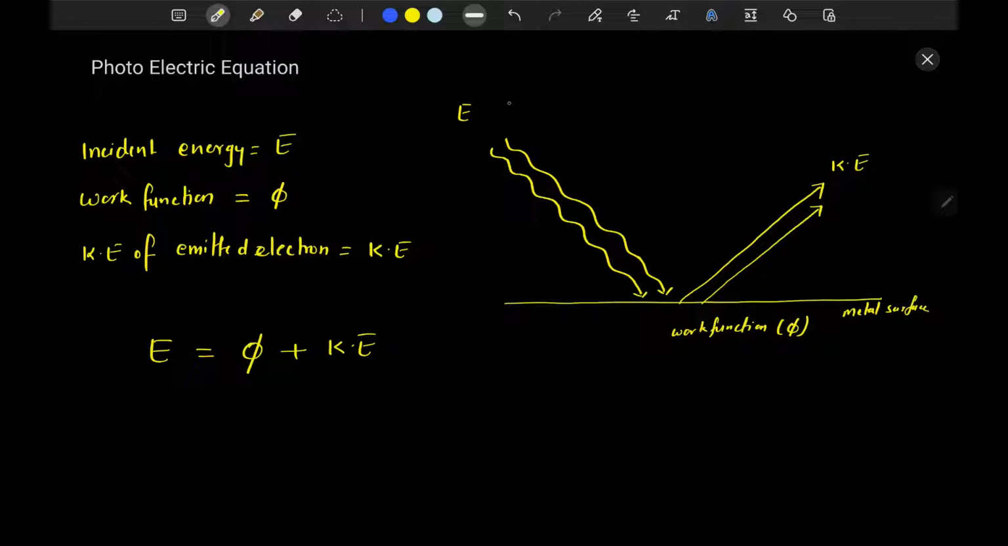If f be the frequency of radiation being incident on the metal surface, then the incident energy is equal to hf. Similarly, if lambda is the wavelength of electromagnetic radiation incident on the metal surface, then the incident energy can be written as hc by lambda. Similarly, if the electrons are emitted with velocity v, then the kinetic energy of the emitted electrons is equal to half mv square.